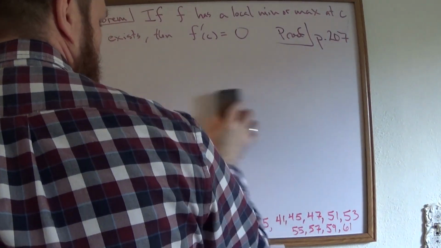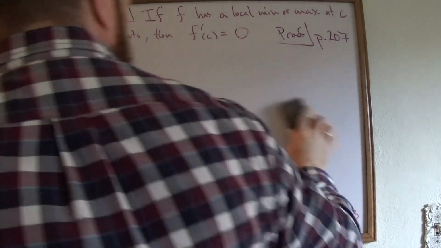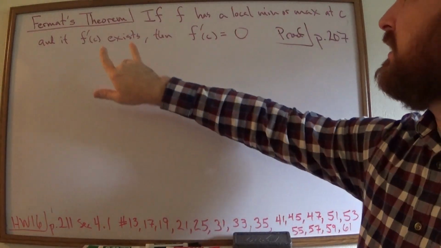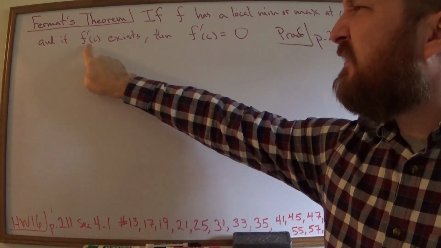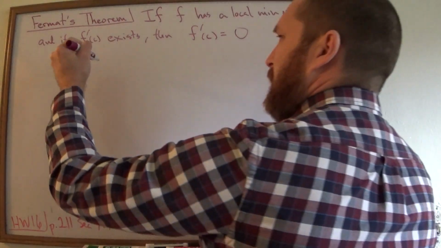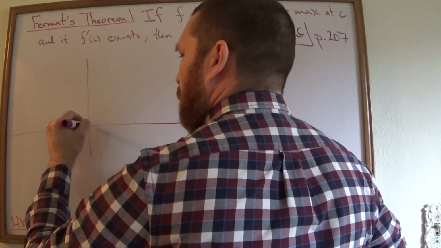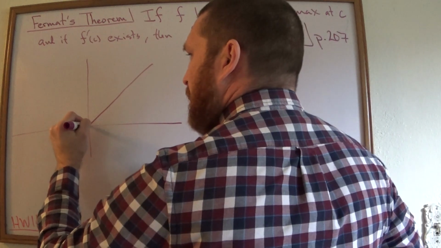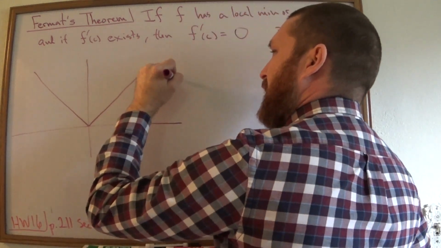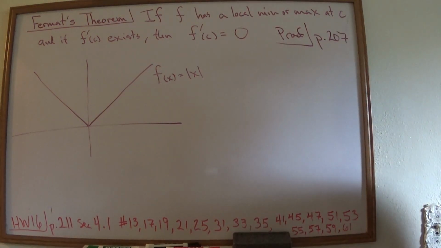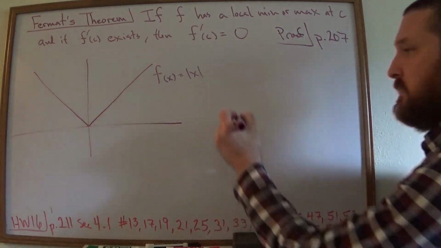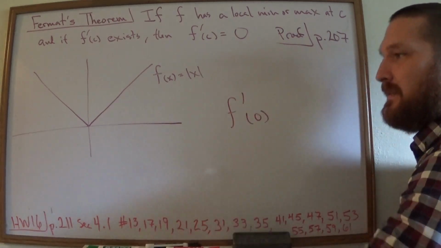Okay? Now here's another way that this might not work out. A way that you could break this is, so if f has a local min or max at C, and if f prime exists there. So here's an example of one where f prime doesn't exist. f of x is equal to that. And so you say, okay, then its derivative at 0 must equal 0. Well, it doesn't have a derivative at 0. So that obviously can't be true. You can't have an f prime at 0 because that's undefined.